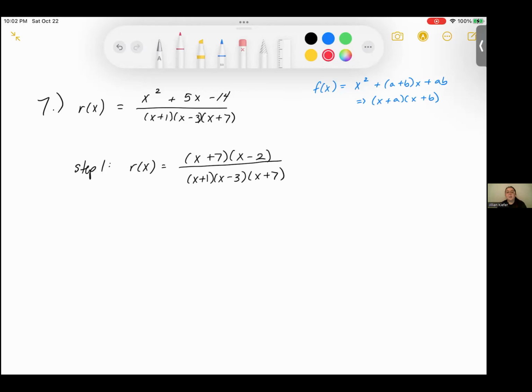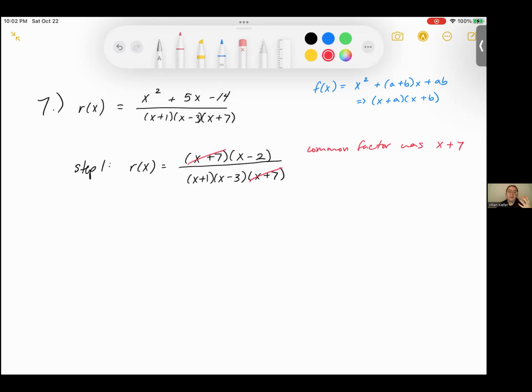So right off the bat, we see we had a common factor, and that was part of our question, to find a common factor. The common factor would be x plus 7, because it's in the numerator and the denominator. And since they're in both, they would cancel each other out. So this tells us that the common factor was x plus 7.